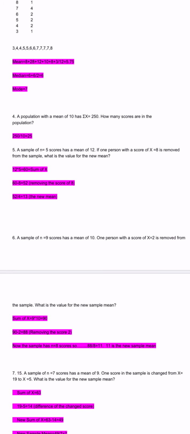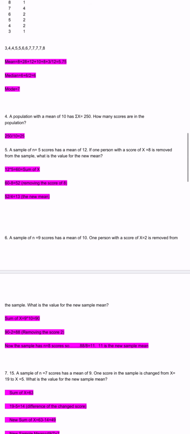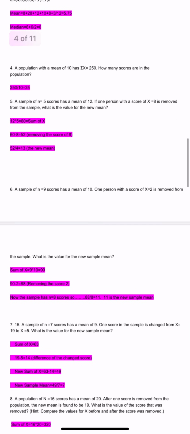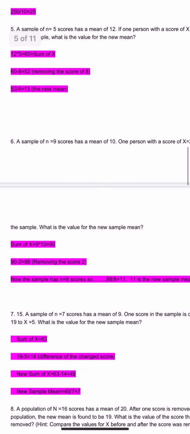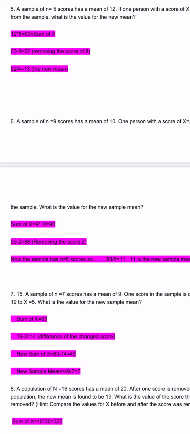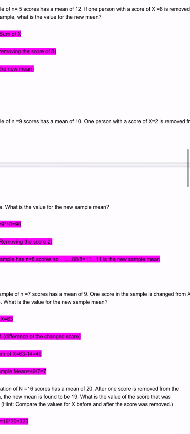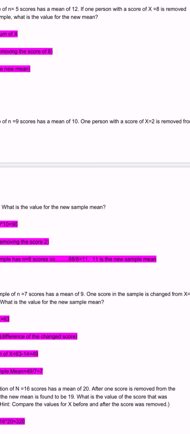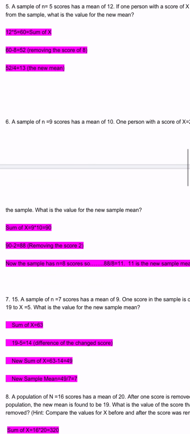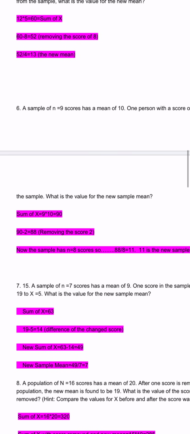A sample of n equals 9 scores has a mean of 10. One person with a score of x equals 2 is removed from the sample. What is the value for the new sample mean? Again, we do 9 times 10, so n times the mean, or 10 times 9, either one, you get 90. Now we're subtracting the score of 2, which will leave the new sum of x as 88. So now the sample has n equals 8 scores, so 88 divided by 8 equals 11, right? We had to account for the n equals 9, so we also had to take away 1. That is why we were dividing by 8.